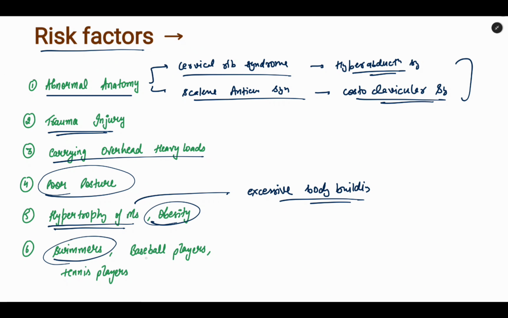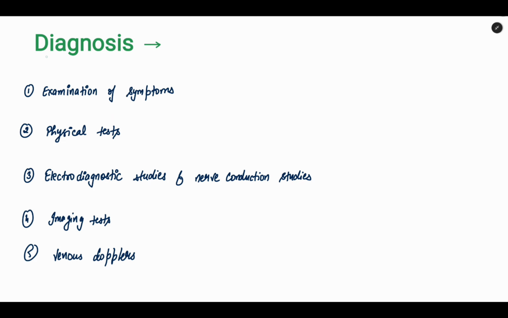And also in swimmers, baseball players or tennis players, as these athletes are engaged in repetitive motions that involve extreme abduction and extreme rotation of the arm, excessive stress develops on the thoracic outlet, due to which the compression of the structures takes place.